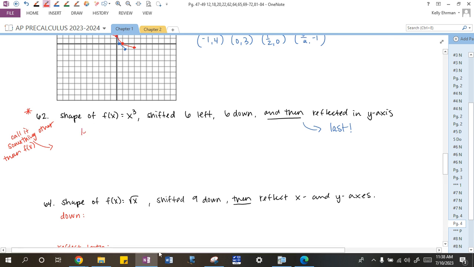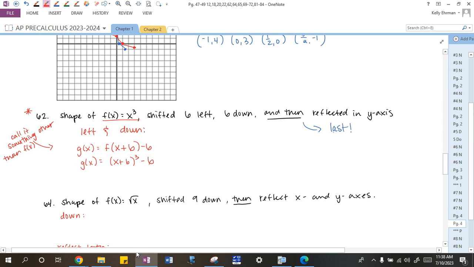So first thing is left and down. Two things here. We're supposed to write a function, so we need something equals, and you need to make it something other than f of x, because f of x is taken. We're creating something different, so I'm going to call mine g of x. Left and down means g of x is going to be f of x plus, we're going left 6, and then down 6. So g of x is going to be (x plus 6) cubed minus 6 so far.